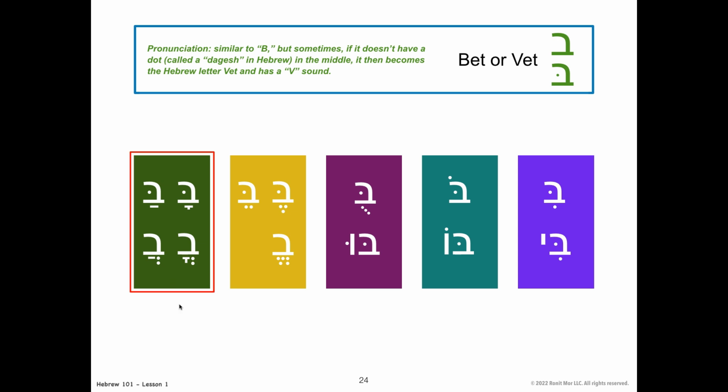So let's start reading it together. Do I have a volunteer for this sound? Anyone? Ba. Okay. So this one is Ba. This one is Ba. What about this one?